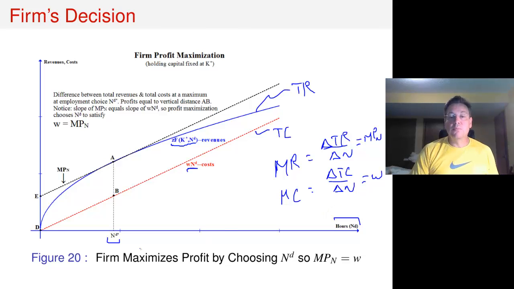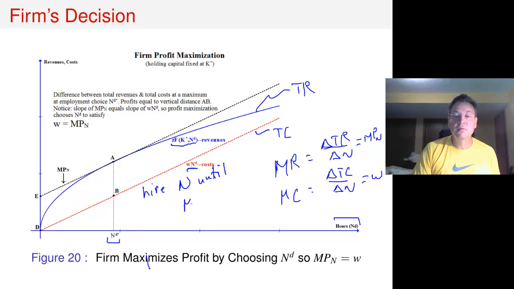So the standard rule for profit maximization is you hire N until marginal revenue equals marginal cost. And that will occur at this level of employment.